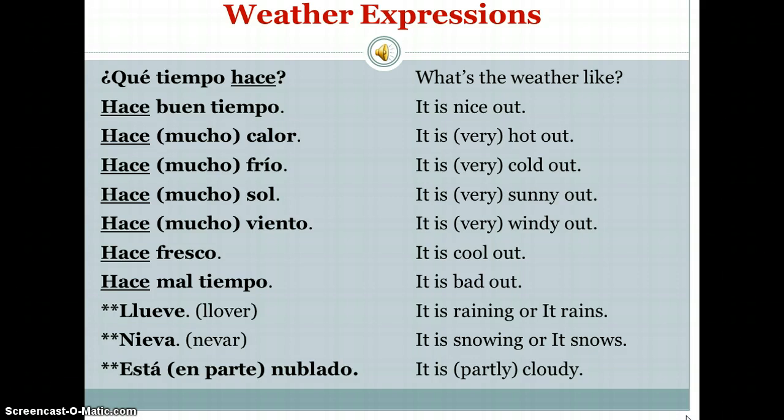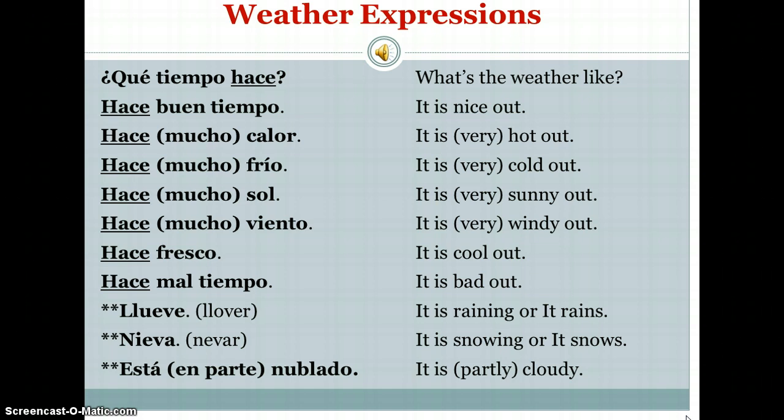Hace buen tiempo means it is nice out. Hace calor means it is hot out. If you want to say it is very hot out, you say hace mucho calor. Hace frío means it is cold out. Hace mucho frío, it is very cold out. Hace sol, it is sunny out. Hace mucho sol, it is very sunny outside.